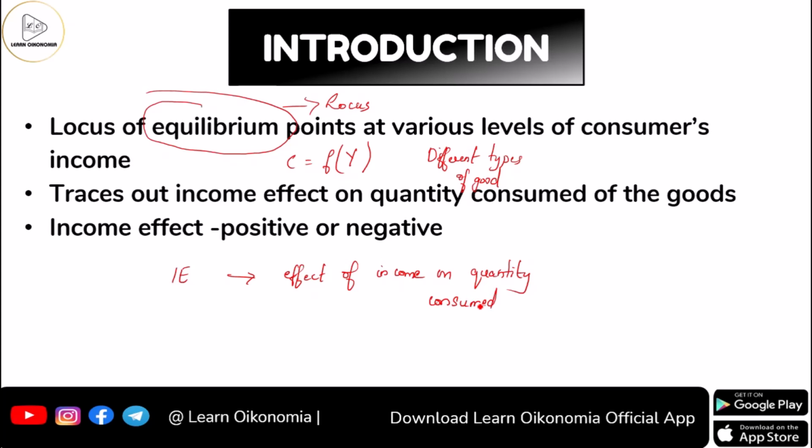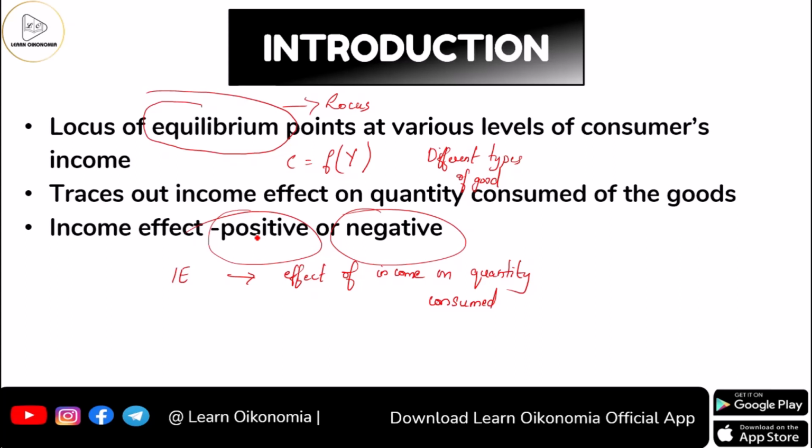Since we have several types of goods, like inferior goods, for which there can be a reduction in consumption when there is an increase in income, and also luxury goods, things like that, the effect of income on the quantity consumed would vary across different kinds of goods. You can have two types of income effect, basically positive income effect and negative income effect. And why are we considering income effect here? Because the income consumption curve will be based on the income effect.